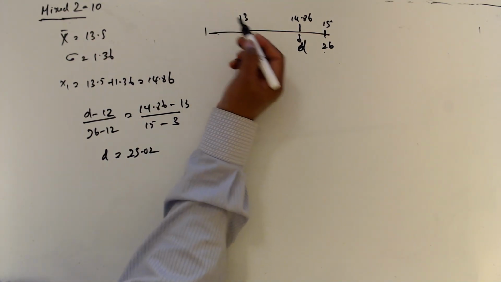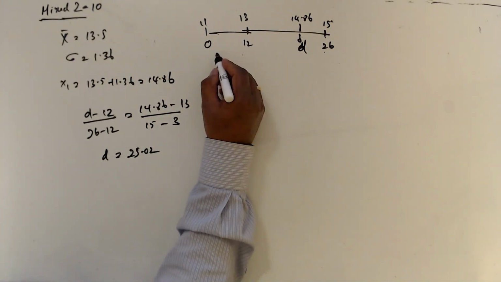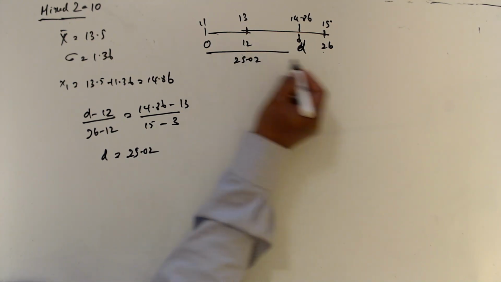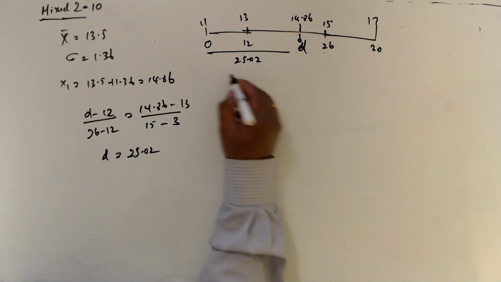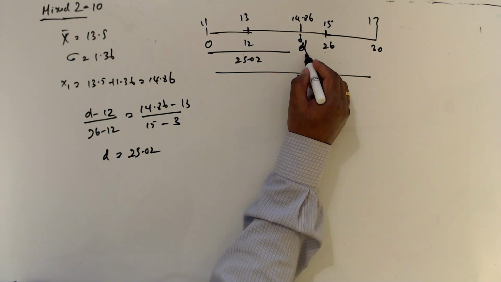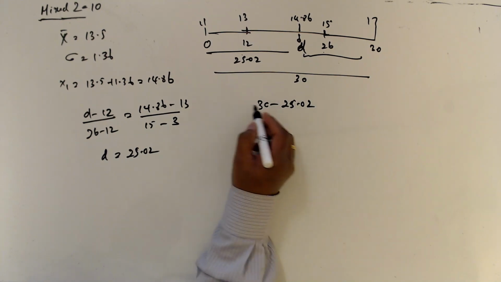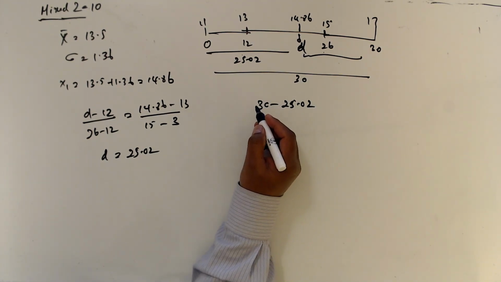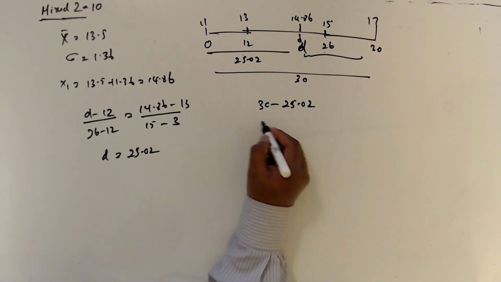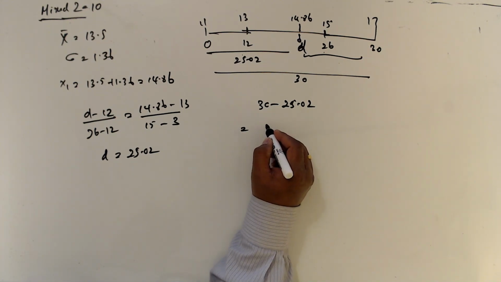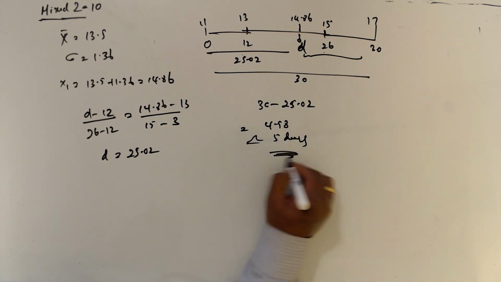So this is 0, 11. Now up to here, that is 25.02, and the total days up to here is 30. So this distance is 30 minus 25.02. So this is going to be about 4.98. So approximately 5 days.